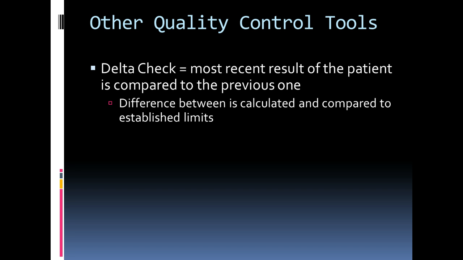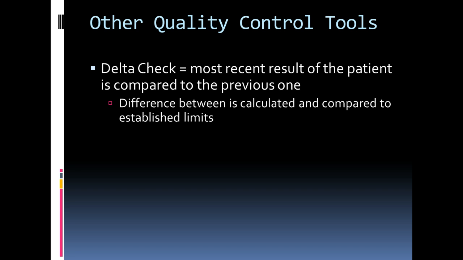Another term you need to be familiar with is a delta check. This is the most recent result of the patient and is compared to the previous one. Here's an example. A patient has a glucose level drawn at 6 a.m. and it's 89. They have a glucose level done at 10 a.m. It's 410. That's a delta check. The analyzers and computer systems are set to flag you when there's a change in results so drastic that it's not typical.